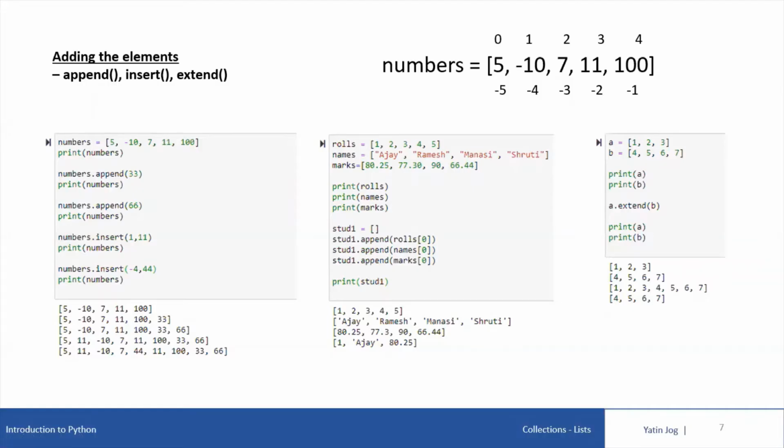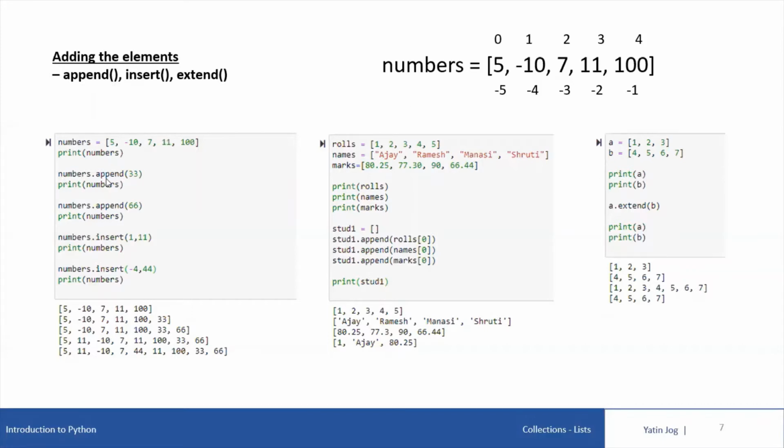In this video, we are going to discuss three methods: append, insert, and extend for lists. So look at this first example. I am declaring a list variable numbers with these 5 values. So these are my forward indices and these are my negative indices.